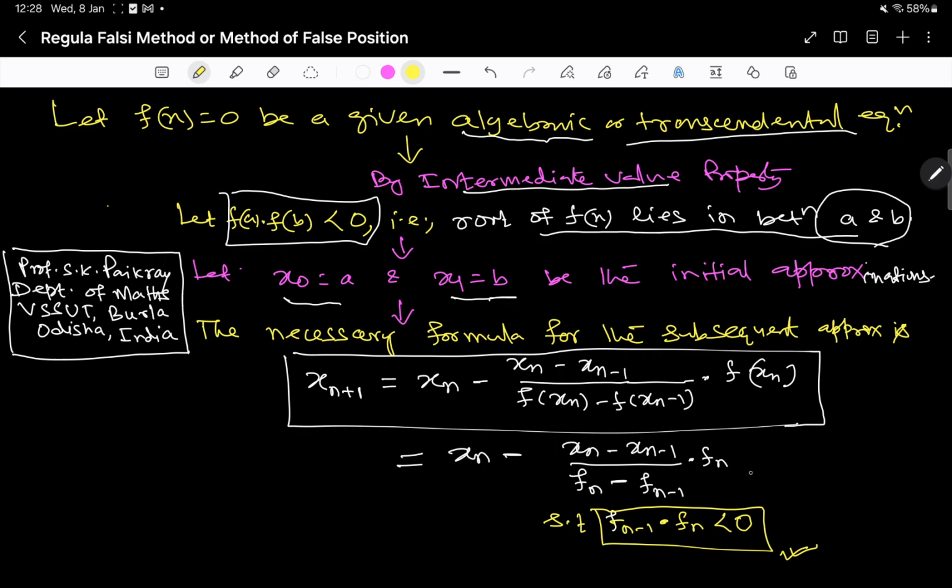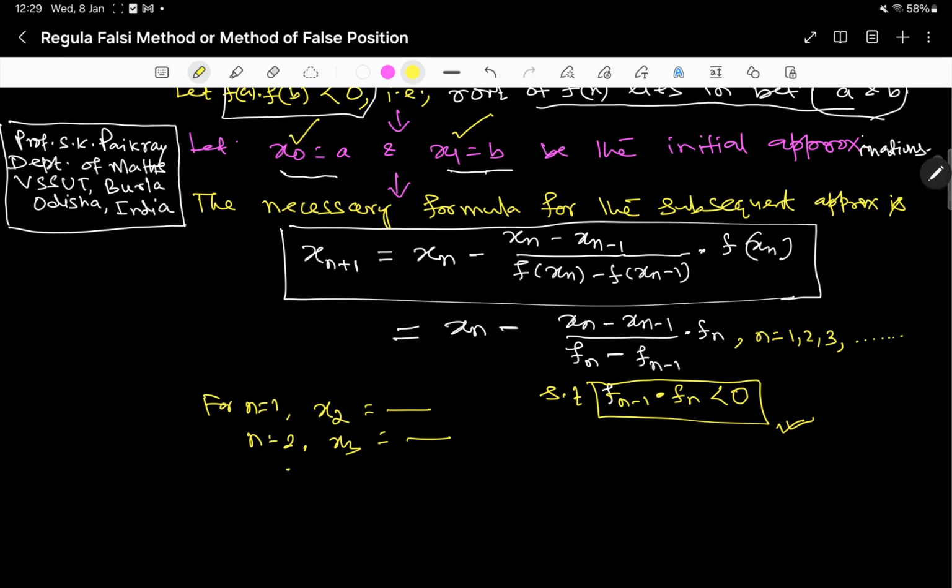Here n is equal to 1, 2, 3, and so on, because x0 and x1 we already have. Now if you put n equal to 1, we find x2; for n equal to 2 we find x3. These are my subsequent approximations. I continue until I get x(n-1) and xn.